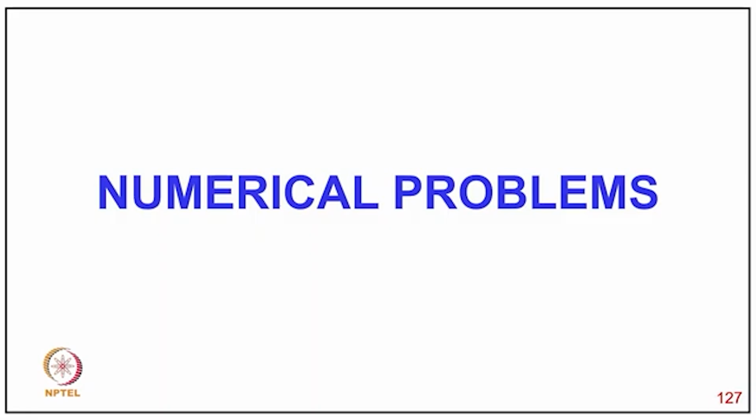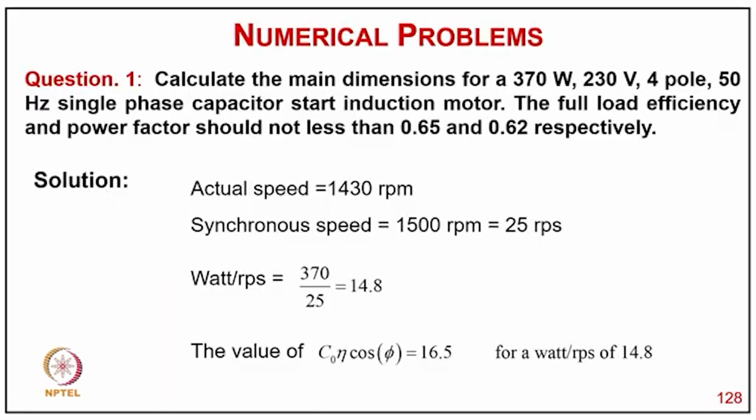Now coming to numerical problems. Question 1 is to calculate the main dimensions of a 370 watt, 230 volt, 4 pole, 50 Hz single phase capacitor start induction motor. The full load efficiency and power factor should not be less than 0.62 and 0.65 respectively. Here the actual speed is 1430 rpm and the synchronous speed is 1500 rpm, which in RPS is 25, and watts per RPS is 370/25, that is 14.8. So the value of C0 eta cos phi is 16.5 for a watts per RPS of 14.8.